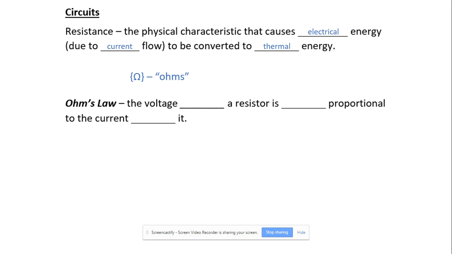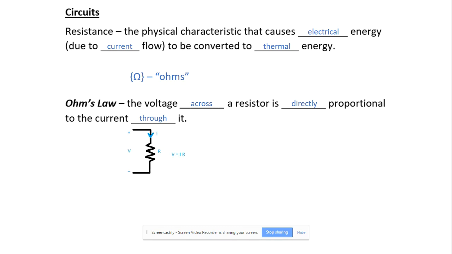So now that we've discussed that, let's introduce Ohm's law, where Ohm's law is defined as the voltage across a resistor is directly proportional to the current that's through it. Right? So Ohm's law states that for any voltage across a resistor, there's a direct proportionality between it and the current flowing through that resistor.